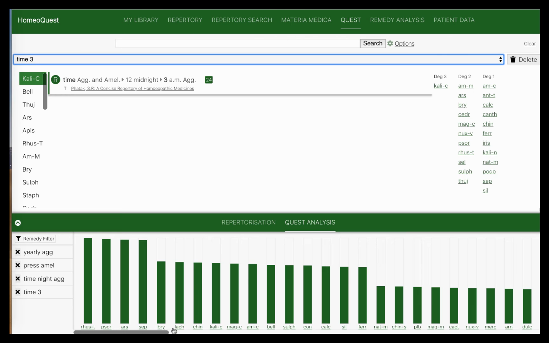And the top remedies that are coming up from all this different analysis from both the Metro America and the repertories is Rustox, Phosphorinum, Arsenicum, and Sepia. And Rustox leads the way. All right, so let's now go and repertorize it.